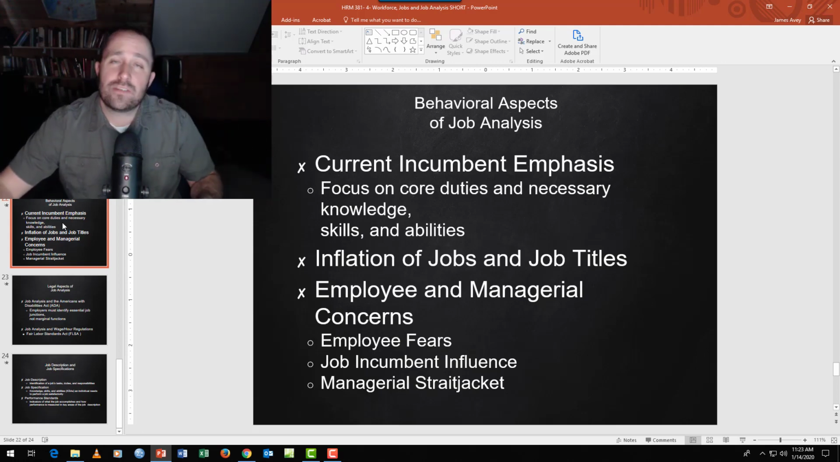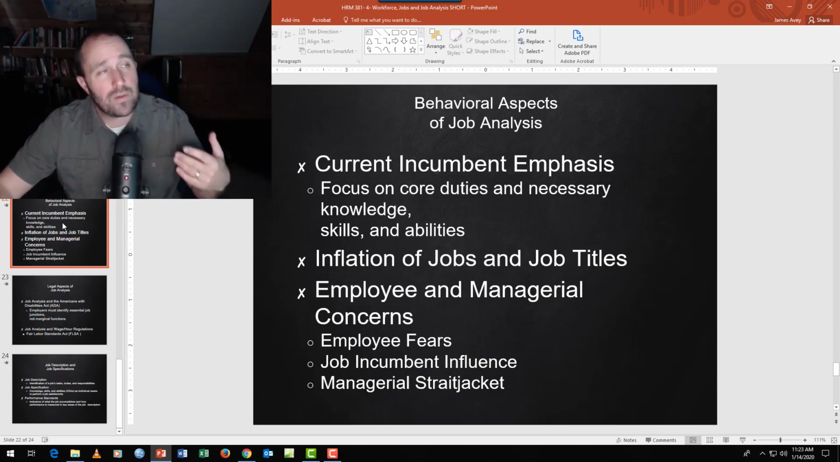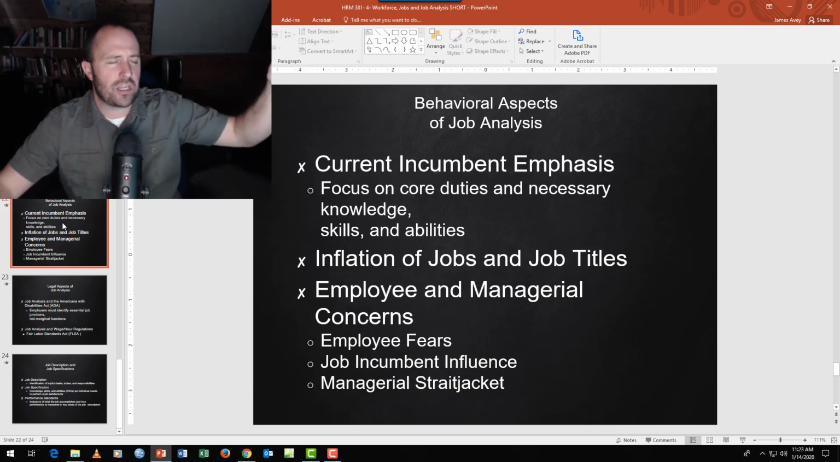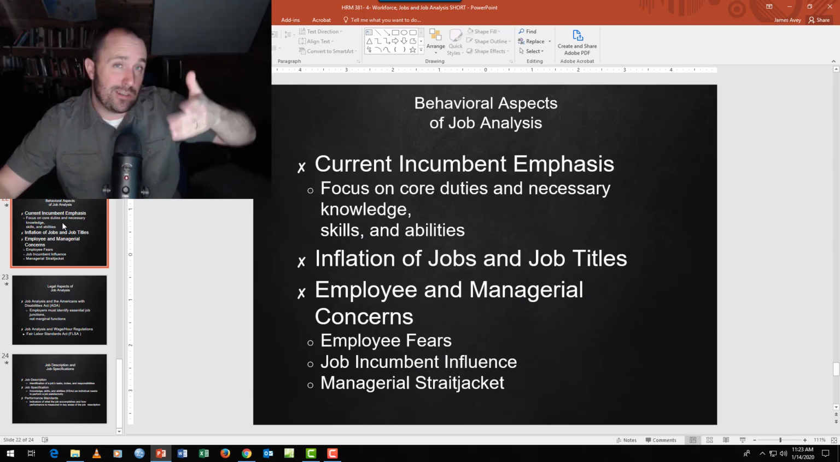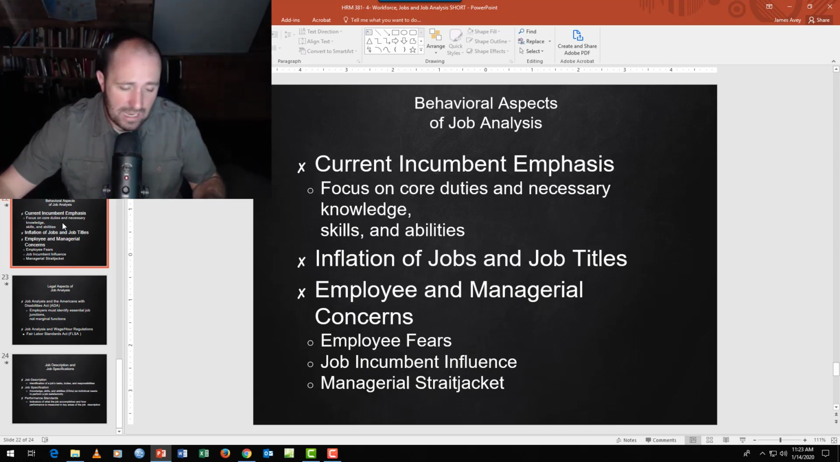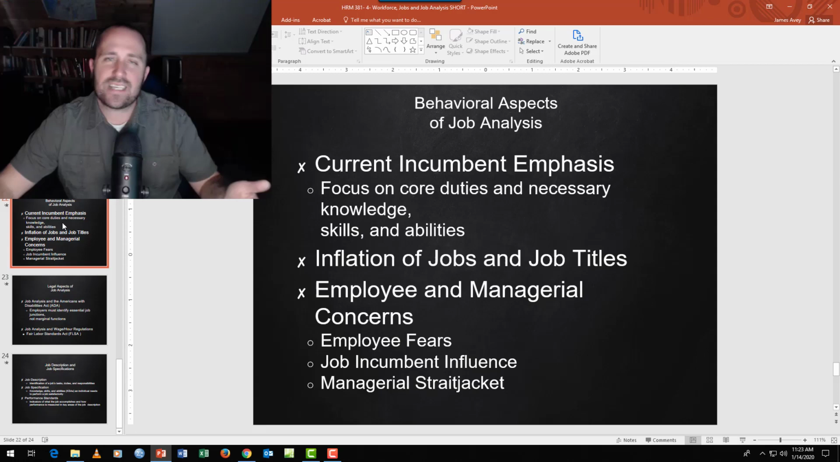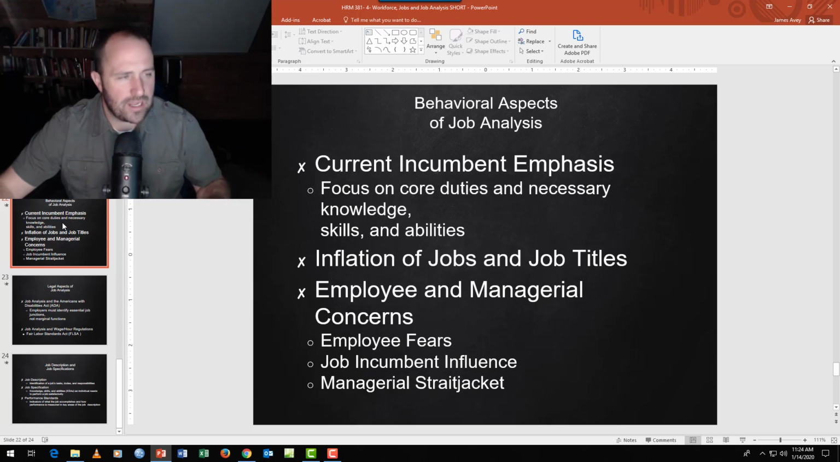Second, the inflation of jobs and job titles. So obviously, if you do a job analysis on James Avey, I would tell you I am shaping the minds and the hearts of the next generation of world leaders who will solve the most complex problems and restore peace and harmony and flourishing. That's what I do. I mean, I don't know what you do, but that's what I do as a professor. But if you were to ask somebody else what I do, they'd probably say, oh, he teaches HR, which, of course, is the same thing as what I just said.